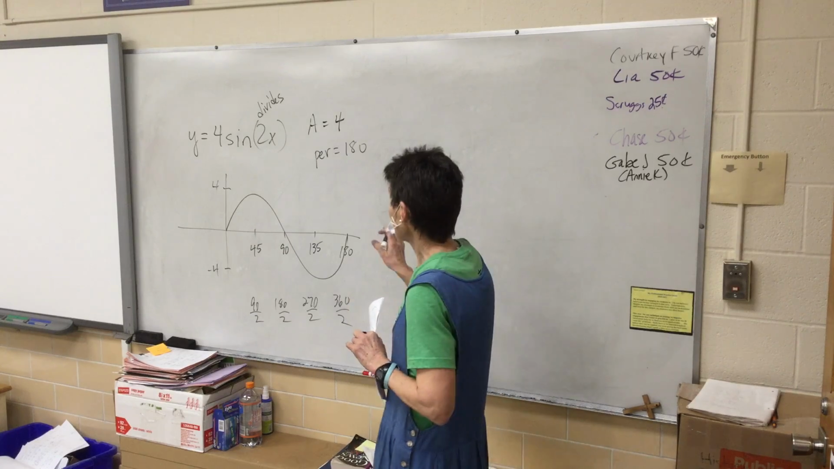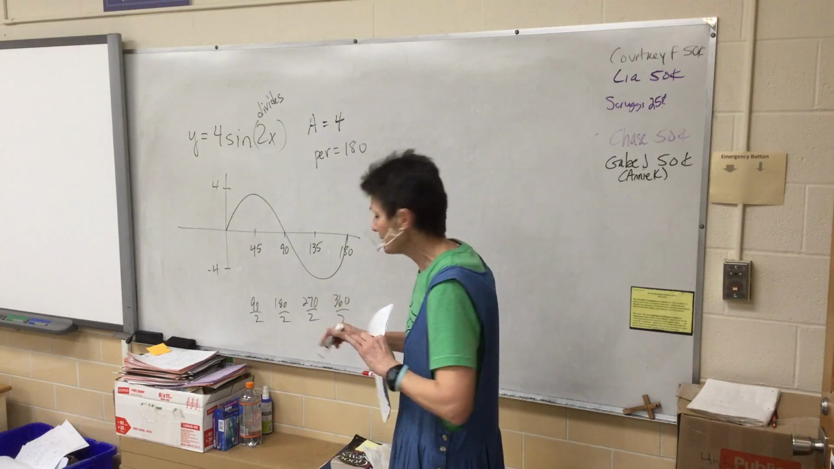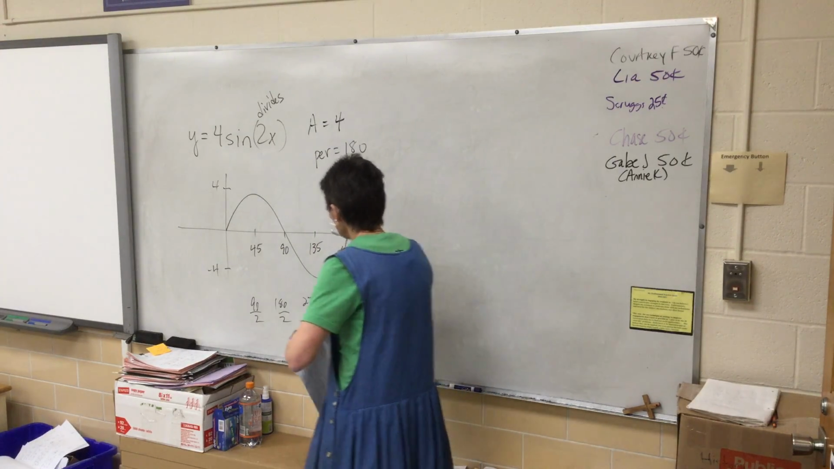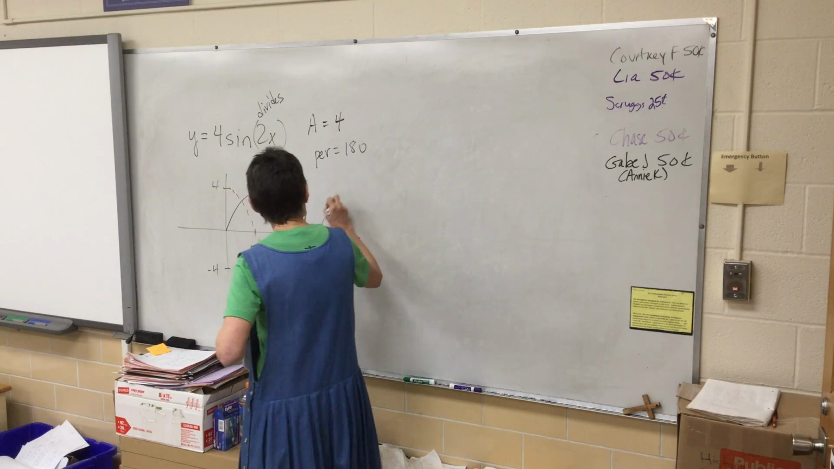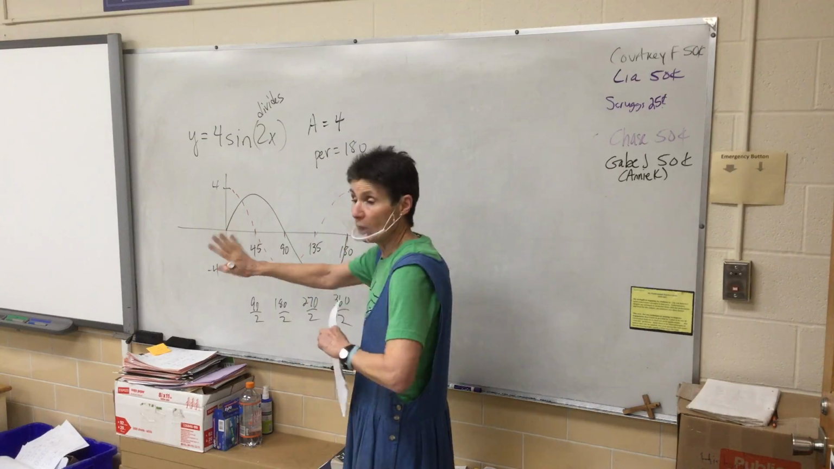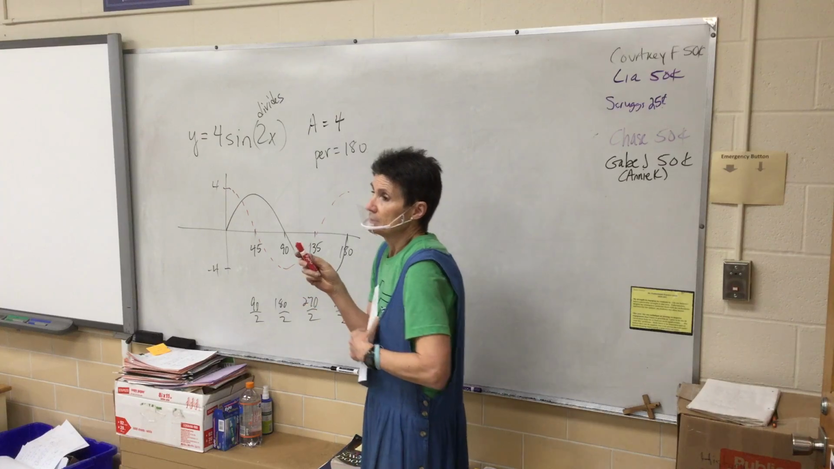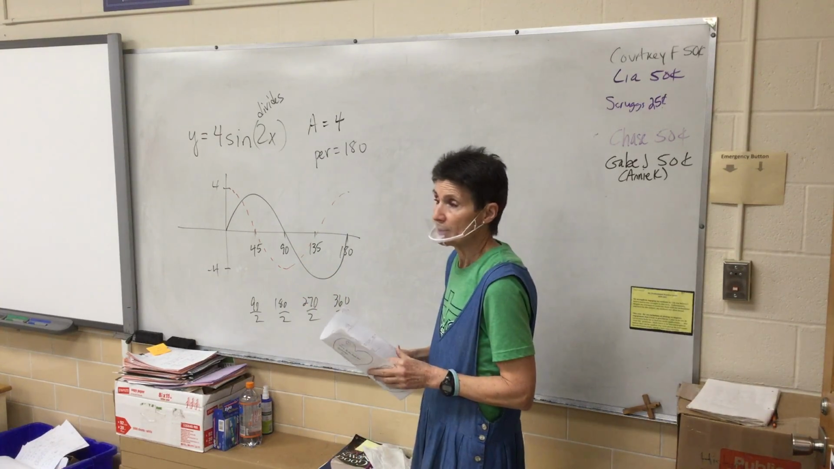Okay? If this had been a cosine problem, it would be exactly the same, except the shape you would be using would start up here. So this would be your cosine, but otherwise all the labels, everything is exactly the same. All right, who else has a question about one of these problems?